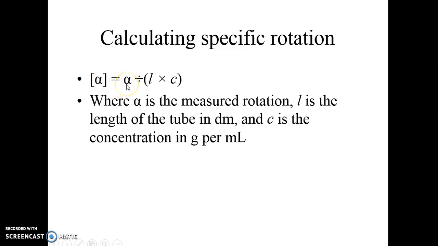And what we do is we take the rotation that you have measured in the machine, and you divide it by the length of the tube, which is in decimeters, and by the concentration of the sample, which is in grams per milliliter. Once you take your measurement and do the math here, you can find the specific rotation, and that can help you in identifying a compound.